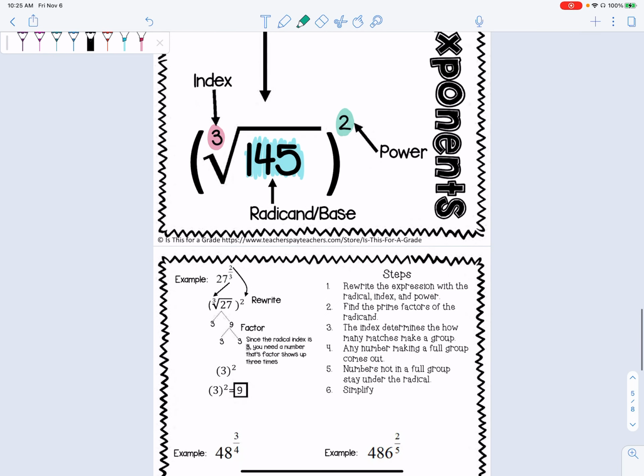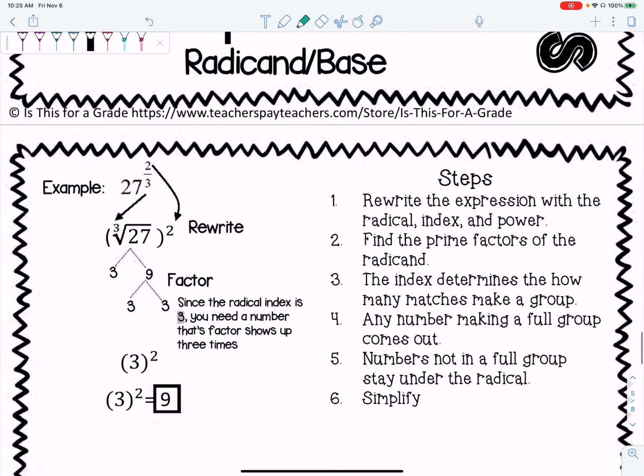So if I look at this first example, 27 to the 2/3 power. Anytime I see a fraction in my exponent, my first thought has to be to turn it into a radical. So I'm going to rewrite as a radical with 27 as my radicand. My denominator is the 3, and that becomes my index. My numerator is a 2, and that becomes my exponent on the outside.